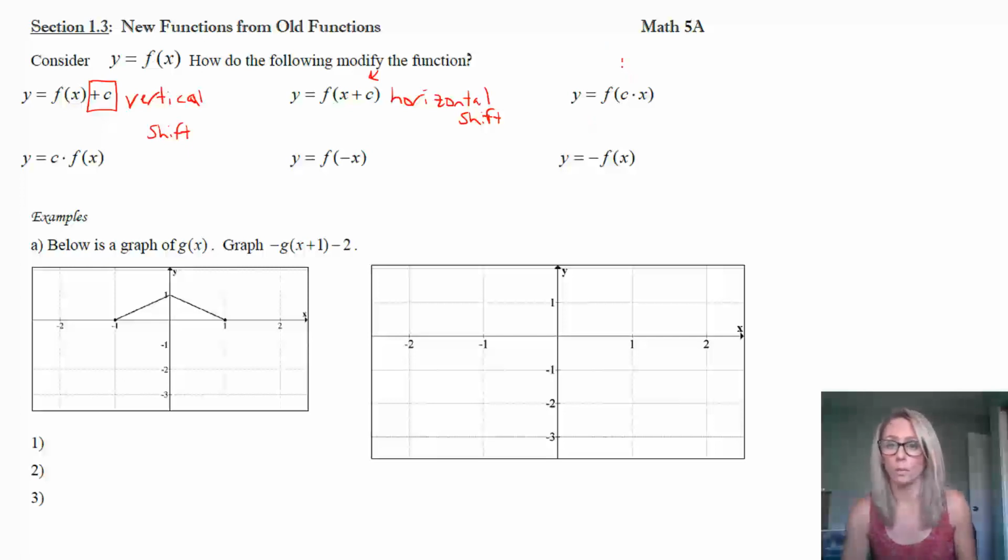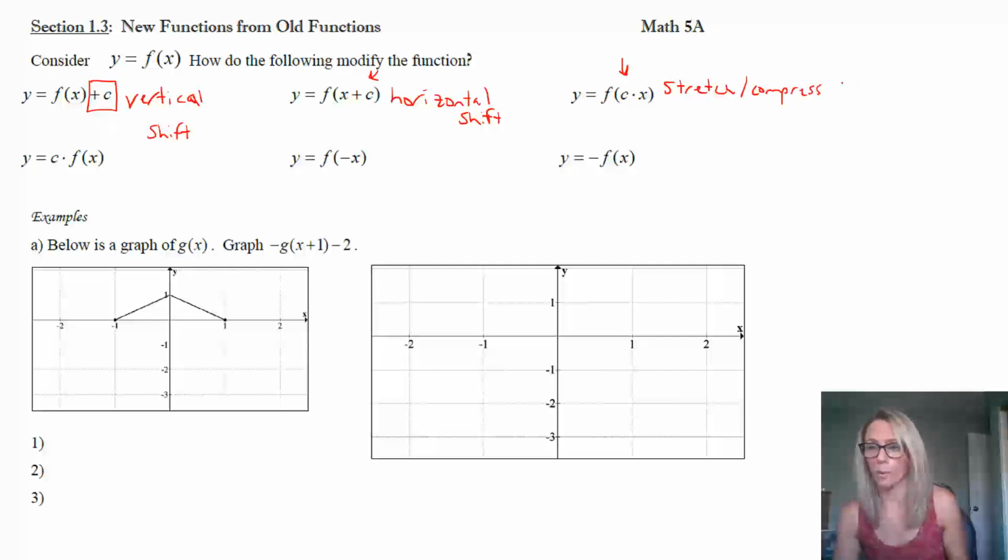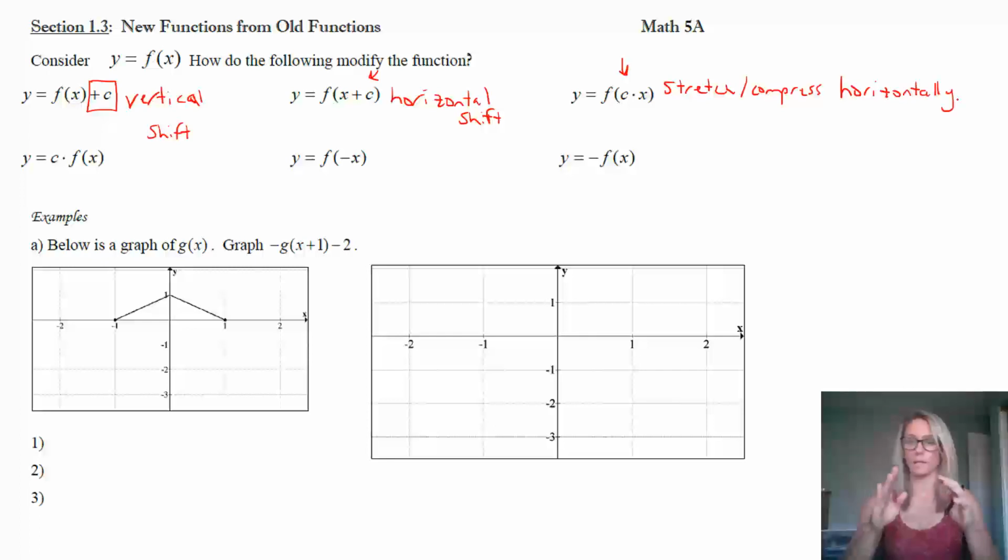Now, when you multiply, so now notice we have multiplication in here, to the x, so you're taking a constant, multiplying it by the x, and then putting that value into the function. What that's going to do is it's going to either stretch or compress the function. So stretch or compress, and that's going to happen in the horizontal direction. So you might take the function, like x squared. When you put a value inside like that, it might make it really wide or it might make it really narrow.